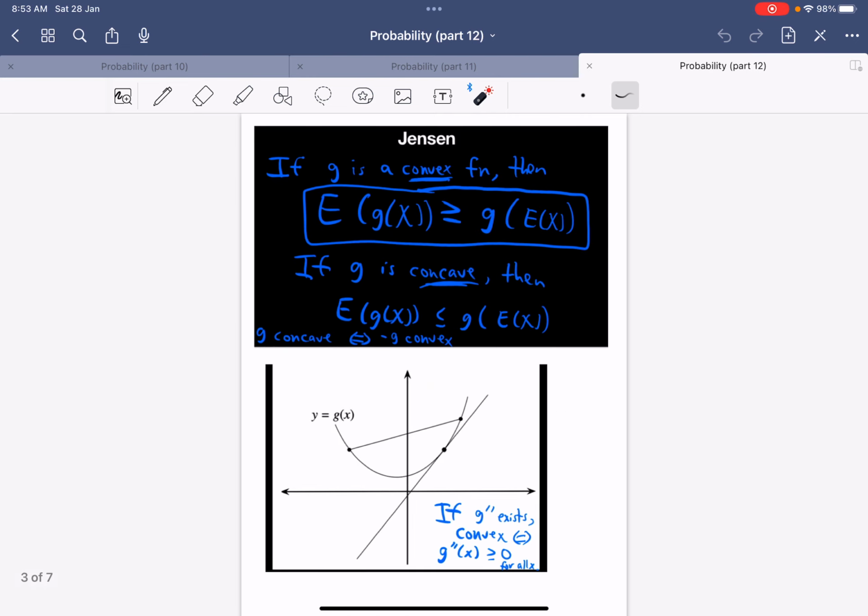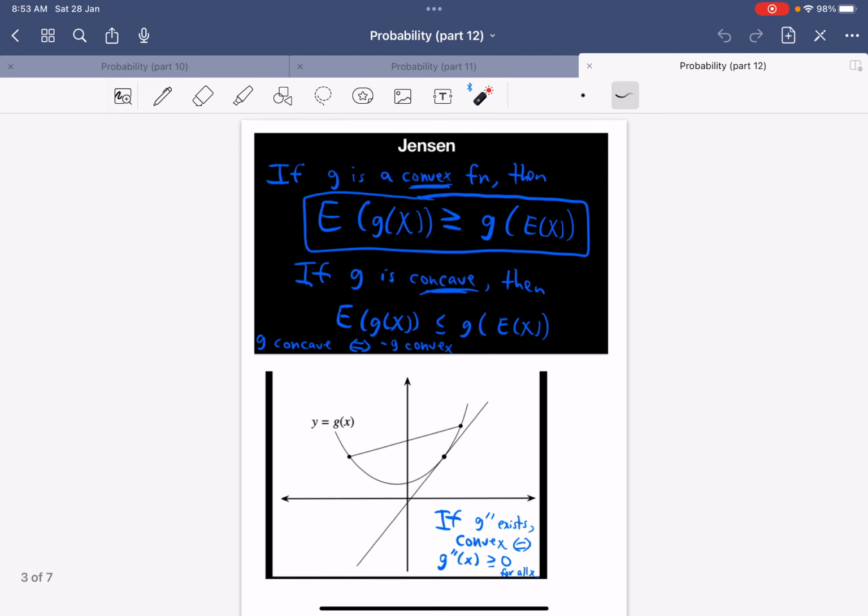And that is the Jensen inequality. Jensen has many applications, because it relates expectations, so you can bound other expectations. If G is a convex function, then the expectation of G of X will always be greater than or equal to G of the expectation of X. And if concave, you just reverse the inequality sign.